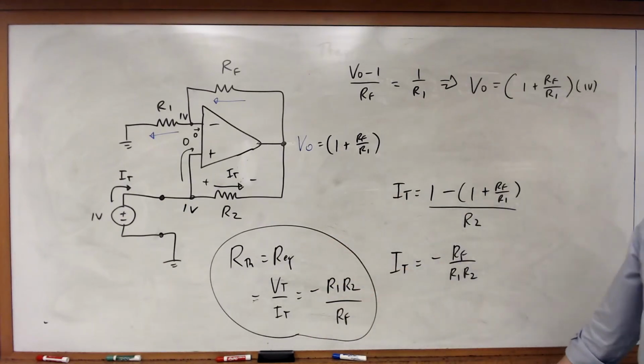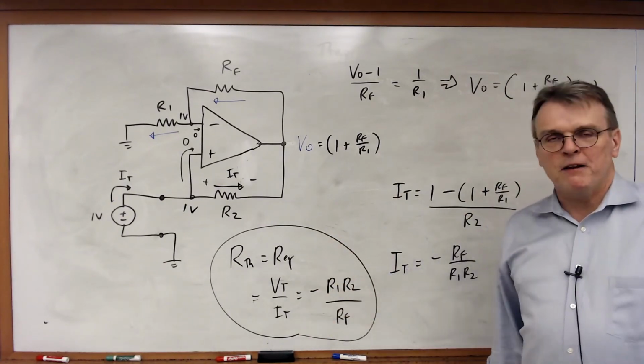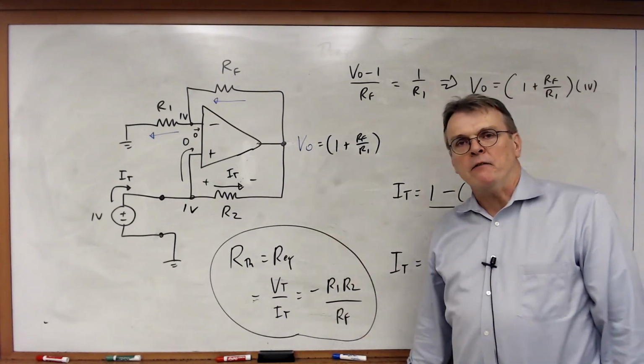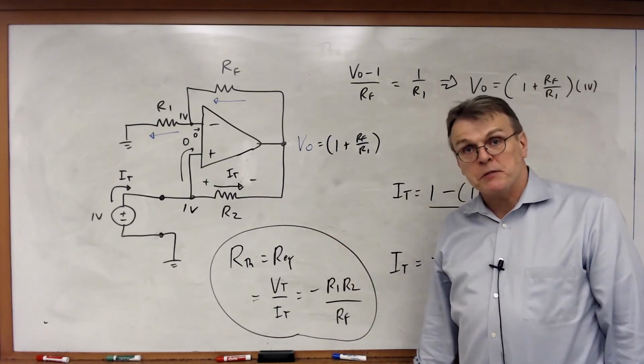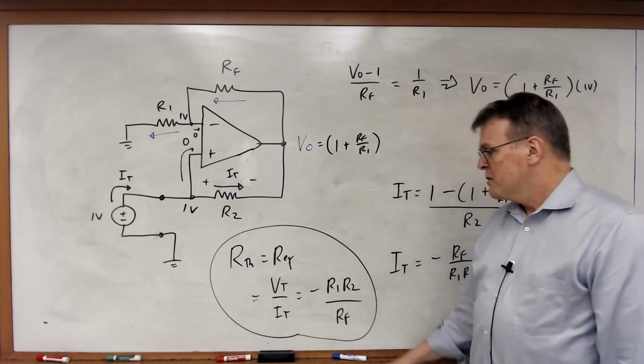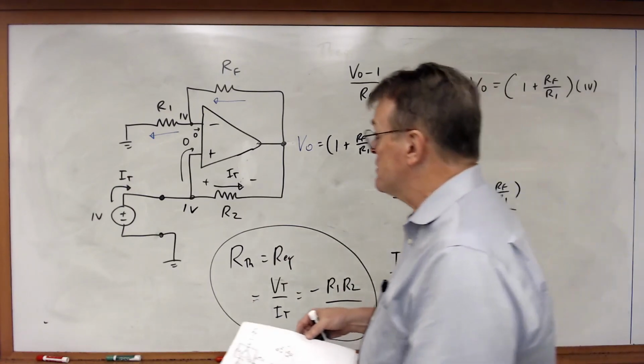I've got an equivalent resistance which is a negative number. I mentioned before, can we have a Thevenin equivalent resistance that's negative? Absolutely. And this is how you do it. An op-amp is one way of doing that. So this is a negative resistance circuit.